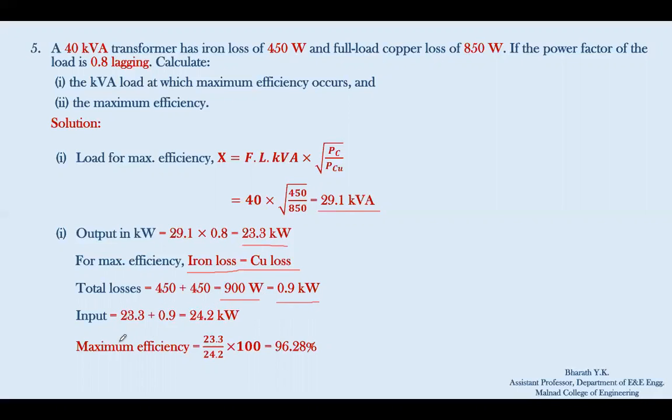At maximum efficiency, the total input to the transformer will be equal to the output of the transformer, which is 23.3 kilowatts, plus losses 0.9 kilowatts. Total input is 24.2 kilowatts. The maximum efficiency is given by the output, which is 23.3 kilowatts, divided by the input, which is 24.2 kilowatts. This gives us an efficiency of 96.28%, which is the maximum efficiency of the transformer.